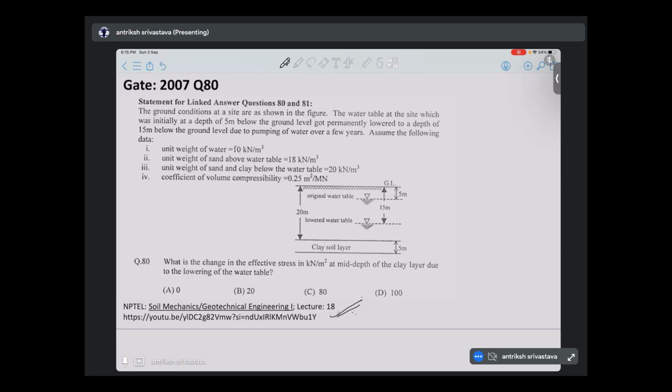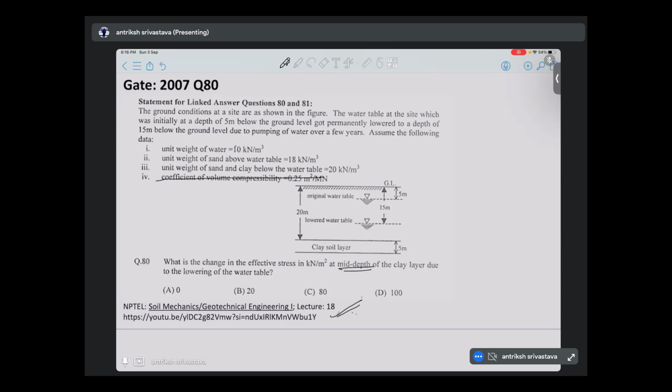Even though there are two types of soils, they have given that the saturated unit weight of both of these soils is 20. Coefficient of volume compressibility is 0.25, so we are not going to use that, just for your reference. So what is the change in effective stress in kilonewton per meter square at the mid depth of the clay layer due to the lowering of the water table?